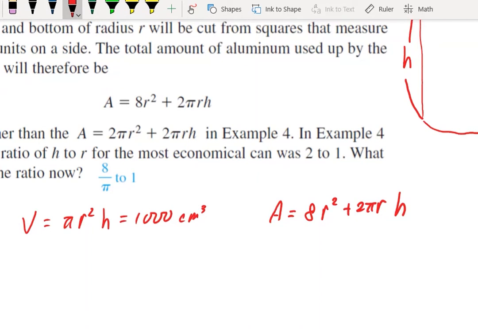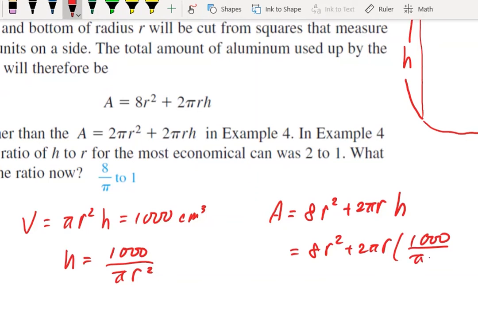Let's eliminate h. That sure looks easier. So h is equal to 1000 over pi r squared. Say yes. And let's plug it in here. So we have 8r squared plus 2 pi r times 1000 over pi r squared.